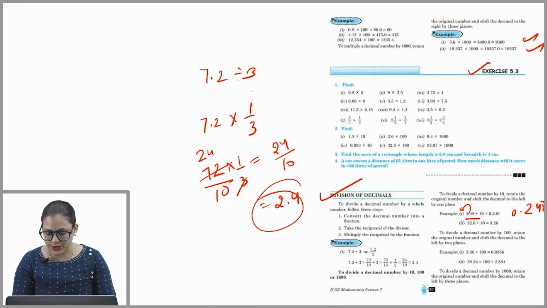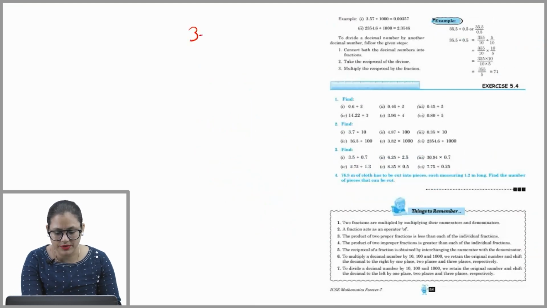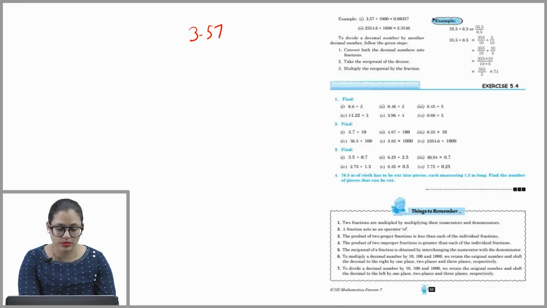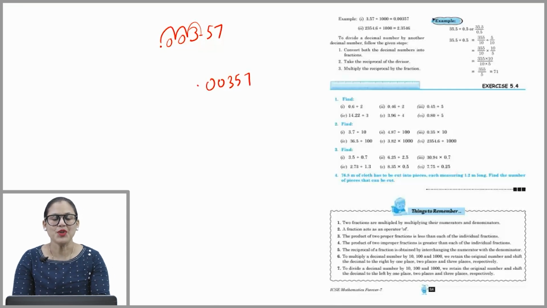Similarly, in case of 100, you retain the original number and shift the decimal 2 places to the left. 1, 2. So the answer is 0.036. And if you have to divide a decimal number by 1000, have a look: 3.57. You will shift this decimal towards the left by 3 digits. 1, 2, 3. So 0.00357, right?